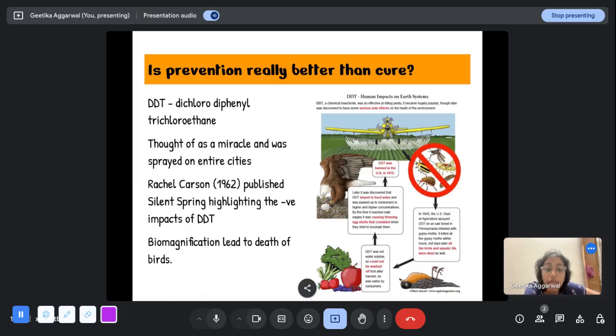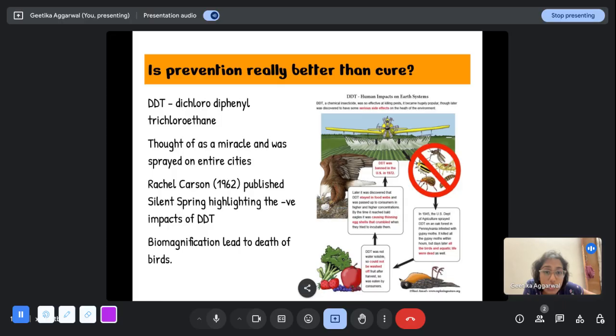Now we keep talking about prevention and how we need to prevent the spread of these diseases, and that is better than cure. So what happened in the case of malaria is that this chemical DDT, dichlorodiphenyltrichloroethane, was developed, and it was being widely used by humans. It was thought of as a miracle chemical. It was being spread on entire cities as a pesticide to kill all mosquitoes so that there is no more malaria and things like that.